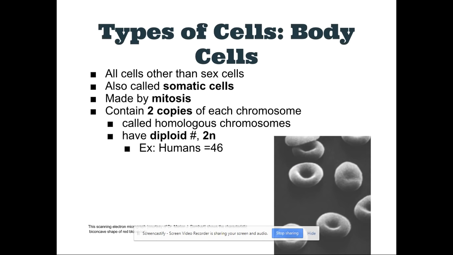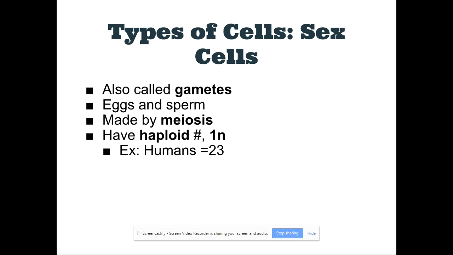As I mentioned, we have body cells that are also called somatic cells made by mitosis. Those cells are all diploid. In humans, we have 46 chromosomes, basically 23 pairs. The sex cells, also known as gametes, include our eggs and sperm. Those are made by meiosis. They are haploid. At the end of meiosis, we end up with 4 cells that are haploid and genetically all different from each other. There are 23 chromosomes in each gamete, and therefore they are called haploid.